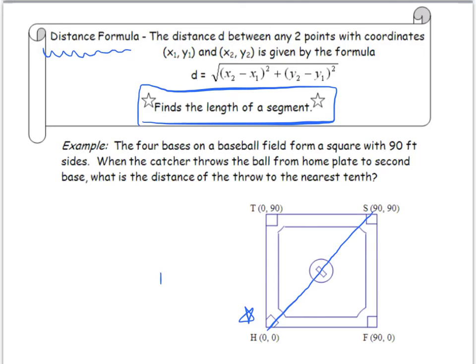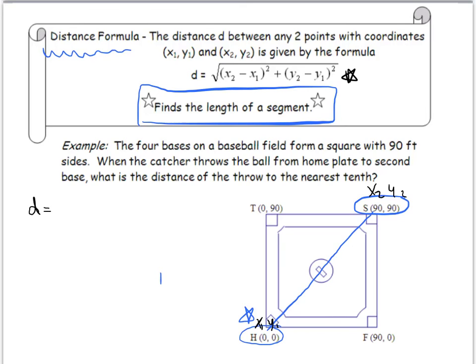Well, this is your first coordinate, H. This is your second coordinate, S. I want to know the distance, so you're going to use your distance formula. What I like to do is label my coordinates x1, y1, x2, y2. So let's do x1 and y1 down here, x2 and y2 down here. This makes it a little bit easier to plug it into the formula.